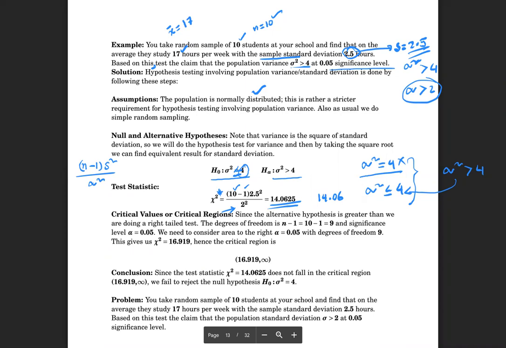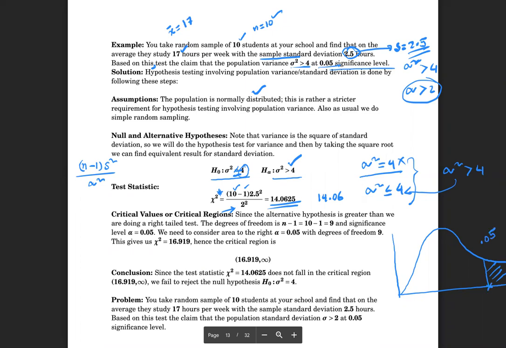Now, here is the interesting part I want you to pay attention to. Remember, the chi-square distribution is not symmetric. It is stretched to the right, and it doesn't go below 0. So how many tails do you need to consider? The alternative hypothesis is greater than, meaning you have to consider the right tail. If it were less than, you'd consider the left tail. So this is the right tail we are going to consider, and my significance level is 0.05. So 0.05 is the shaded region.